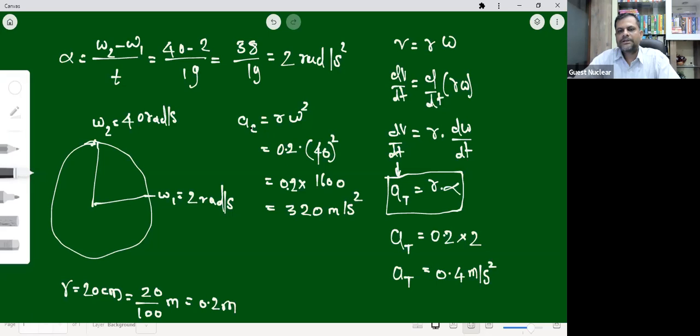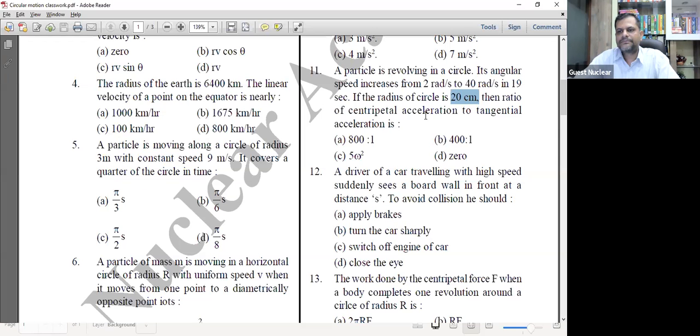So this is the centripetal acceleration. And see, read carefully, what we want here is the ratio of the centripetal acceleration to the tangential acceleration.